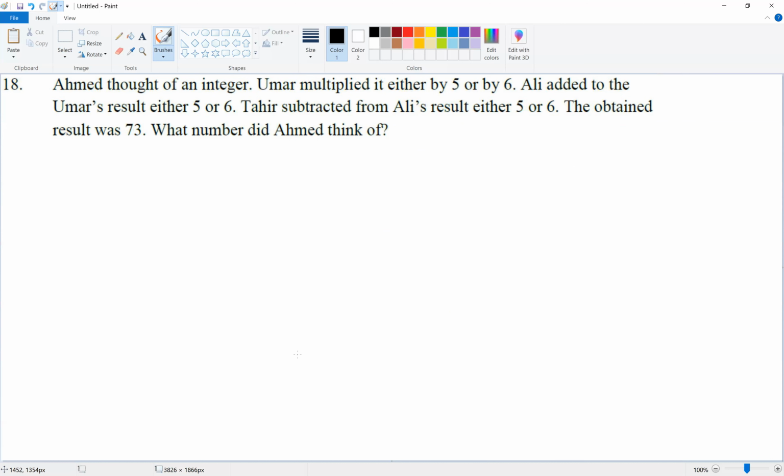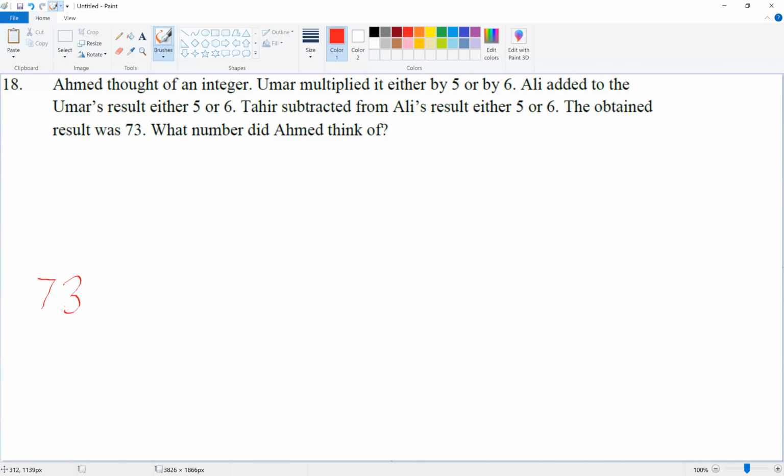Did you do this question? Yeah, I did. But I tried doing a few numbers, and they're from 73, so I did it in reverse. Let's start at 73. So the last number was 73.